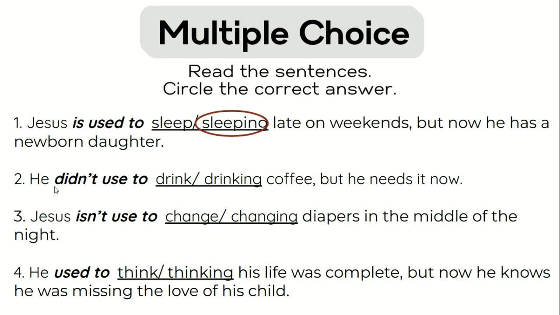Taking a look at number two, we have didn't used to, and that is the modal. So what we're going to need is drink. Again, let's read it together for a fluency practice. Number two, he didn't used to drink coffee, but he needs it now.